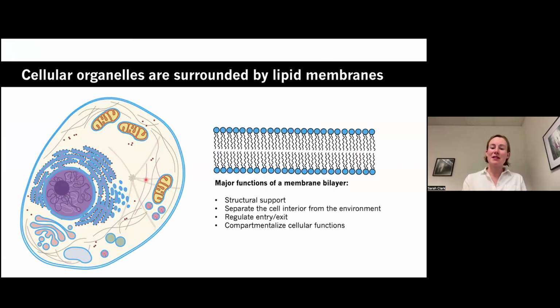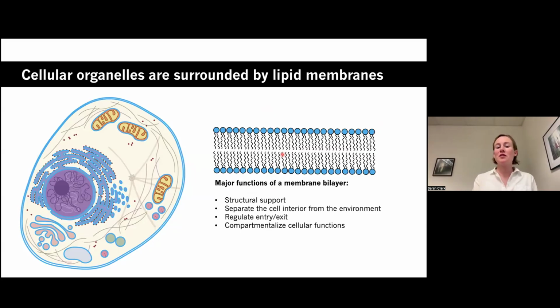The very basic structure of a membrane is shown on the right here, where you have the charged head groups shown in blue that are facing the cytosol or extracellular environment, the aqueous environment. And then you have the hydrophobic acyl tails of the lipids that are pointing inward and are protected from that aqueous environment.